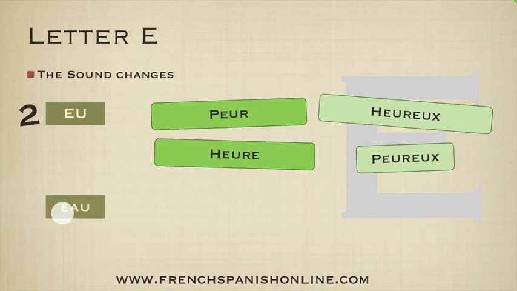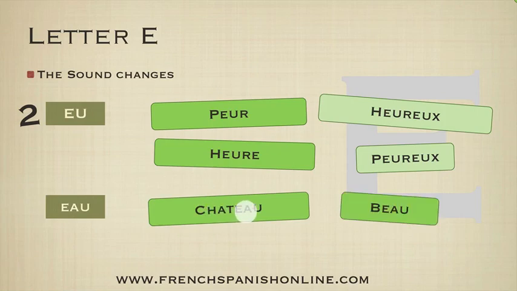The 3 letters E, A, U have one sound, the sound O. Château, a castle, château, or beau, beautiful, beau.